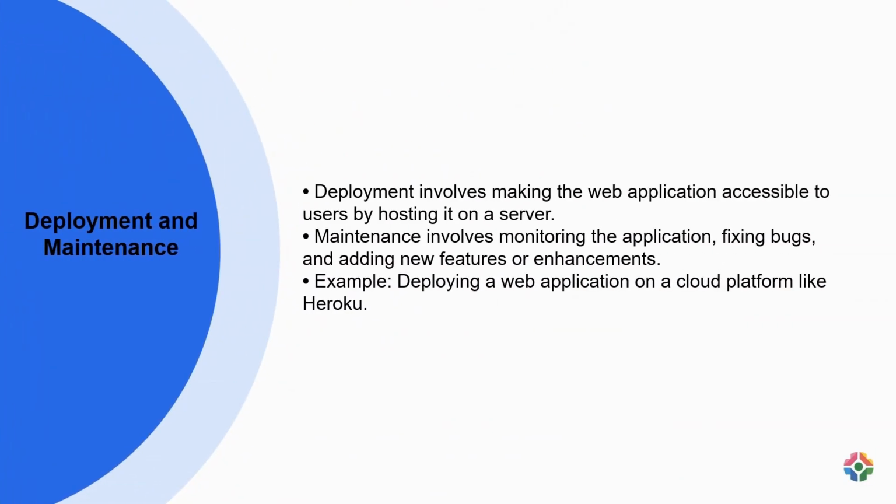Deployment is the process of making a web application available to users by hosting it on a server. Maintenance includes activities like monitoring the application, addressing bugs, and incorporating new features or improvements. For instance, deploying a web application on a cloud platform such as Heroku streamlines accessibility for a global audience.